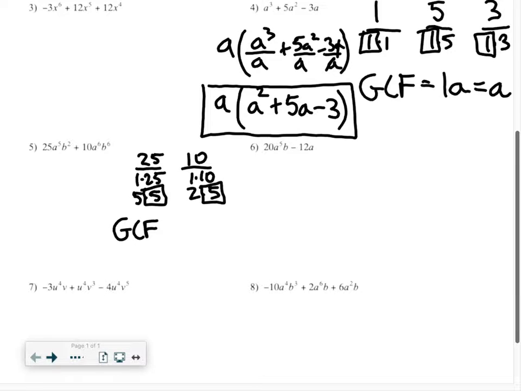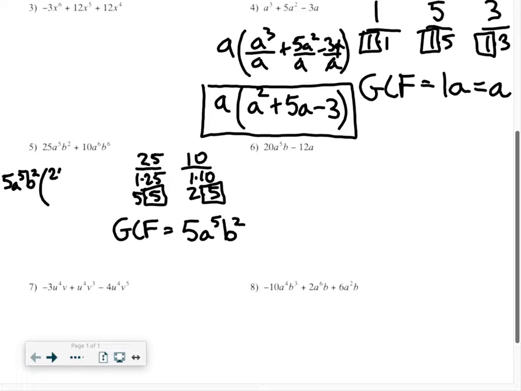For the variables, if the variable shows up in both terms, it can come out and you take the lowest exponent. A is in both terms, and the lowest exponent is 5, so a to the 5th. B is in both terms. We've got b squared and b to the 6th, so we take the lowest exponent, b squared. That's our GCF that we're going to factor out: 5a to the 5th b squared.